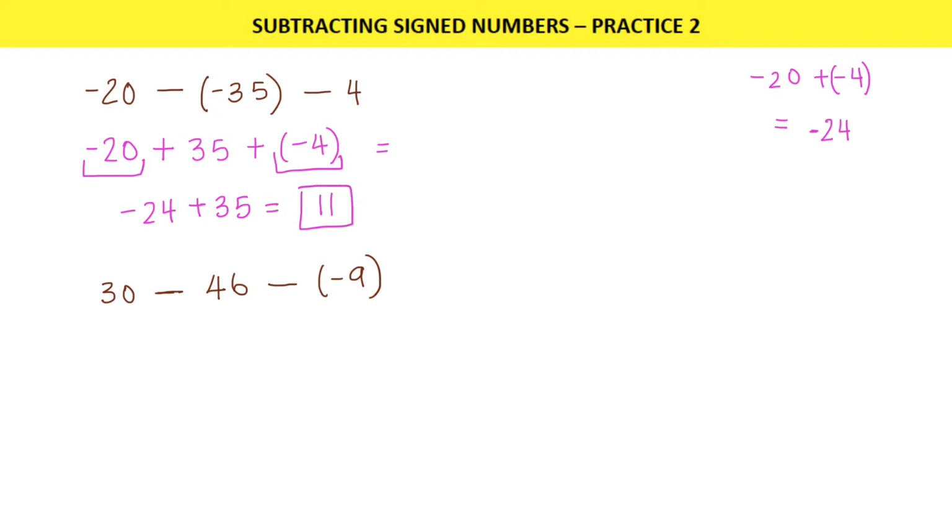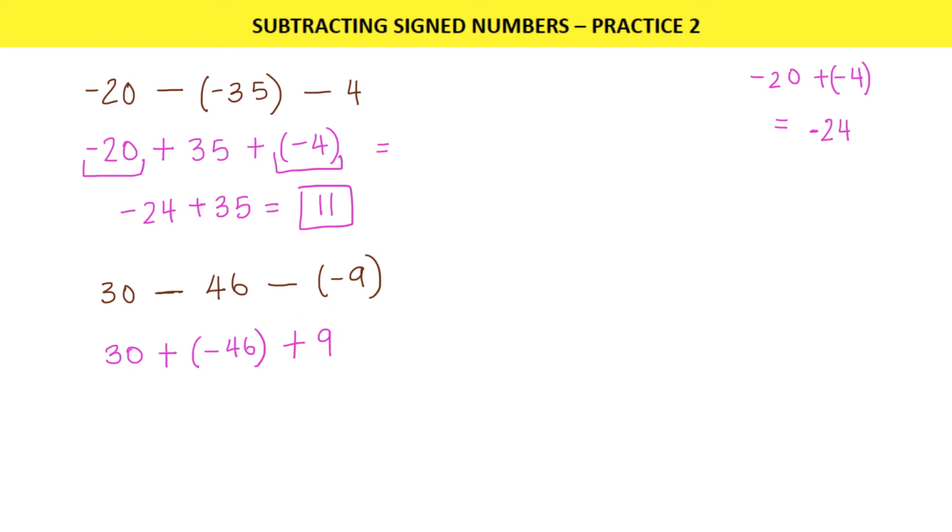How do we do the second problem? Again, we're going to rewrite all the subtraction as adding the opposite. So 30, instead of doing minus 46, we are going to do plus the opposite of 46, which is negative 46. And instead of minus negative 9, let's do plus opposite of negative 9, which is 9.